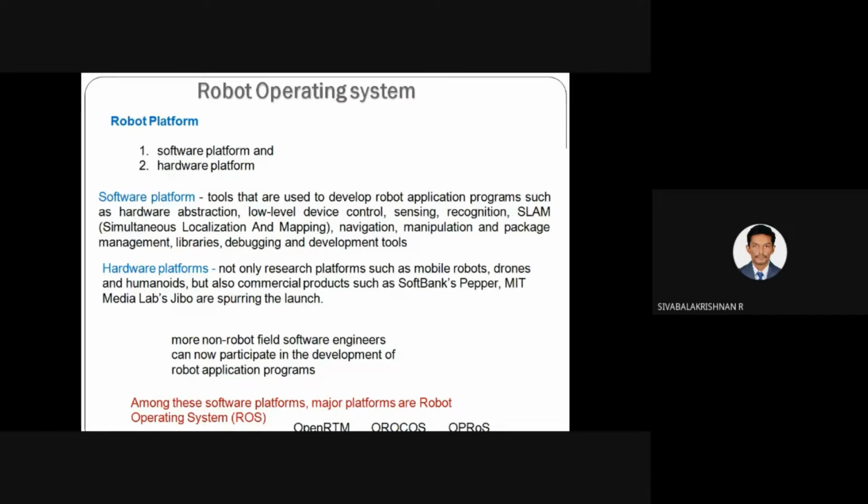If you know how to use those packages for particular hardware, it will help you develop a certain robotic application. So package management is a major important thing in robot operating system for developing a robotic application, and we should have some knowledge of libraries and dependencies used in the robot operating system. These are the software platform features available in robot operating system.